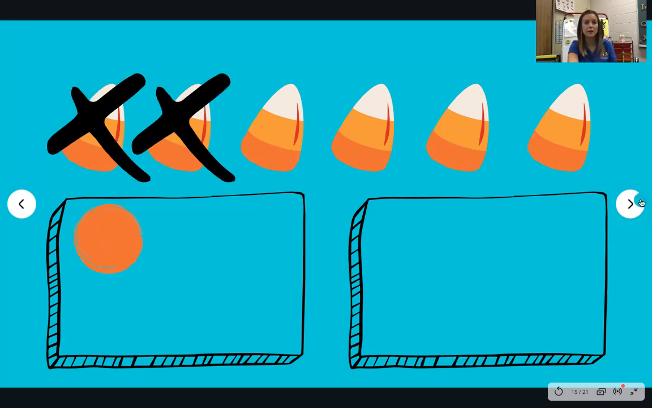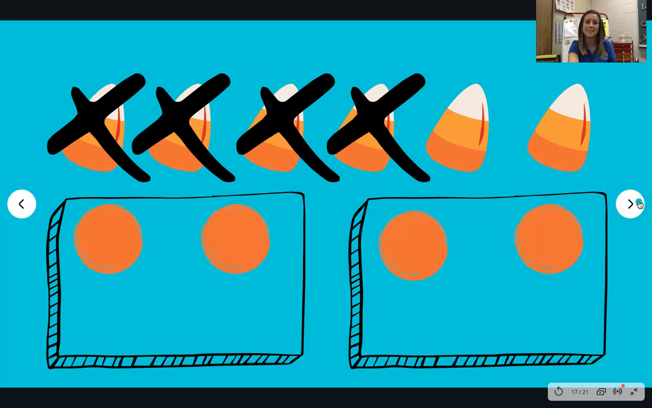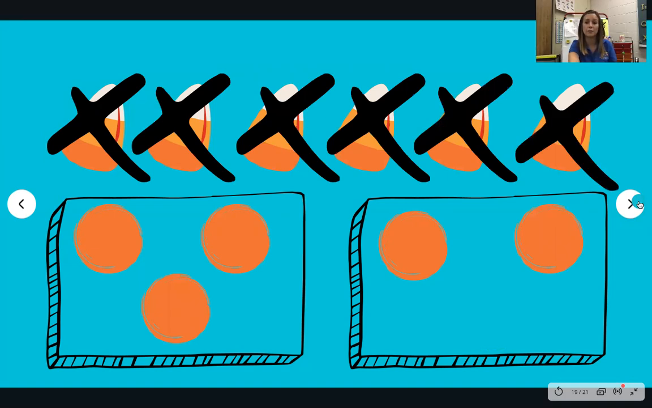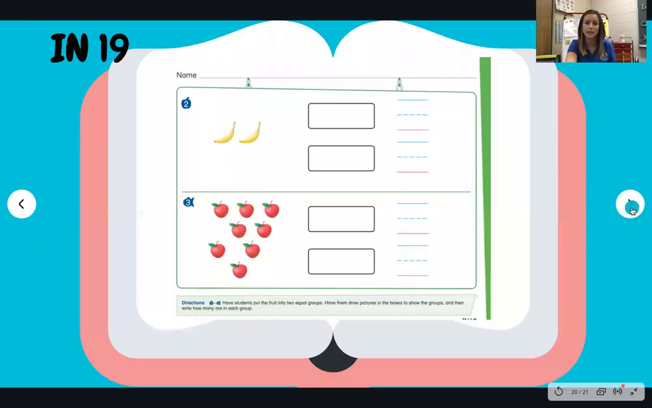Then I would continue, Xing a candy corn, drawing a counter, Xing, counter, Xing, counter, all the way until I got through all of my candy. It's important that you use all of the candy corn because we want to share all of them equally. This was a different way of doing it, but now I still have 3 in both boxes. That's an equal share. Now, let's get some practice doing this together.